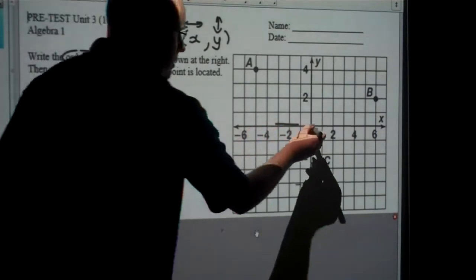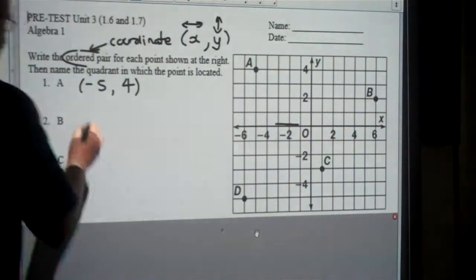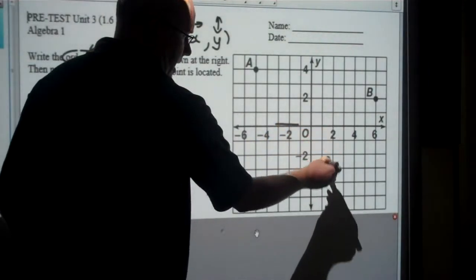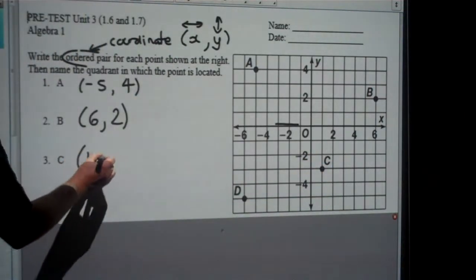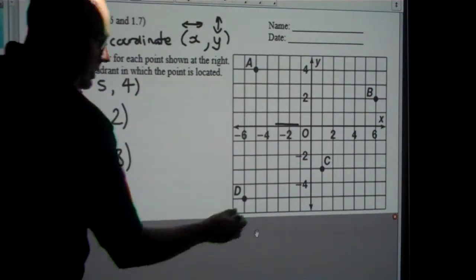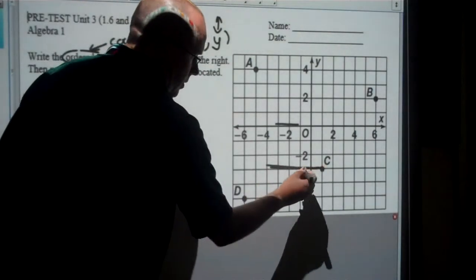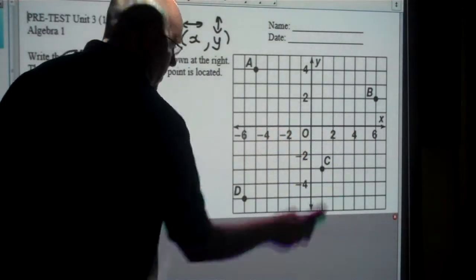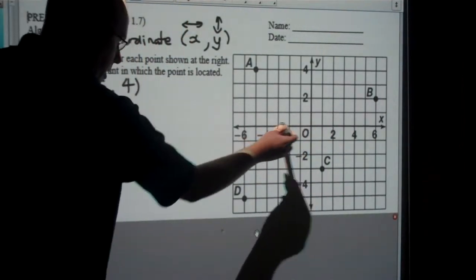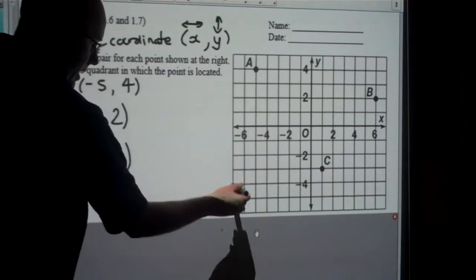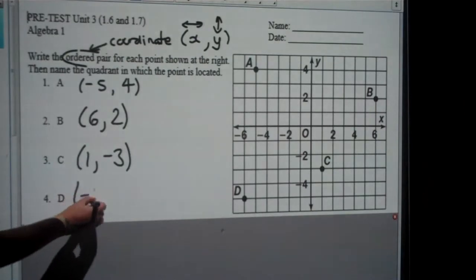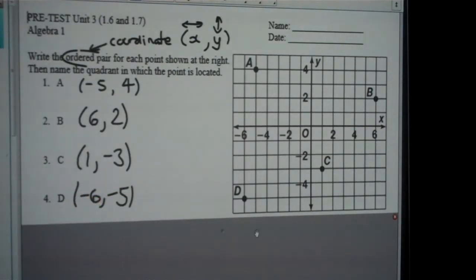B, we go across 6 squares and then go up 2 squares, so that's going to be 6, +2. C, we go across 1 square, but then we go down 3 squares. So to show that we go down 3 squares, I'm going to give it a negative number. But also notice that C would be right where -3 would be on the y-axis. And for my last point, D, go across to -6, and then go down to -5. So -6, -5.